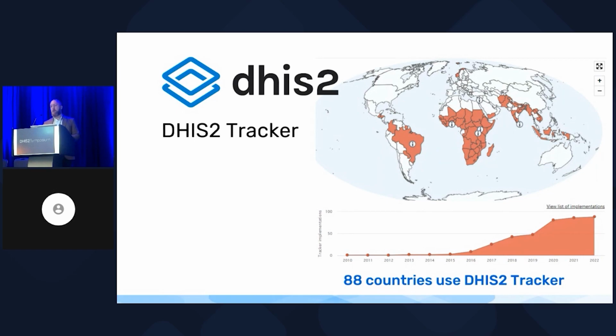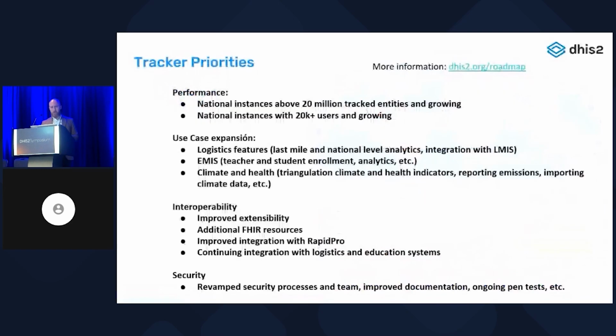So our struggle, or our focus, has been on Tracker performance and making sure that those massive volumes of Tracker data can be input as well as visualized and queried in a performant way. So what are some of the Tracker priorities right now? Obviously performance, as I just mentioned. We're also making sure that DHIS2 Tracker is able to scale and expand into these additional domains that I was talking about, like logistics and education. And there's also a lot of focus now on climate and climate health data as well.